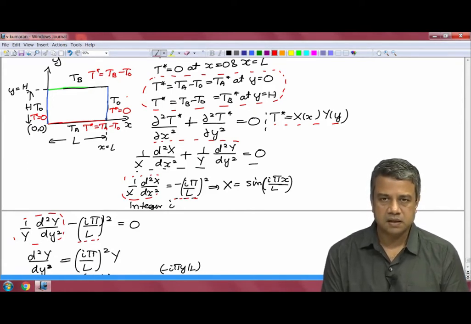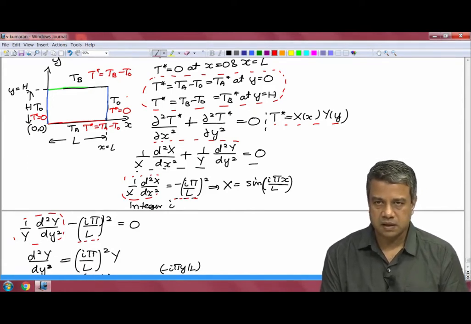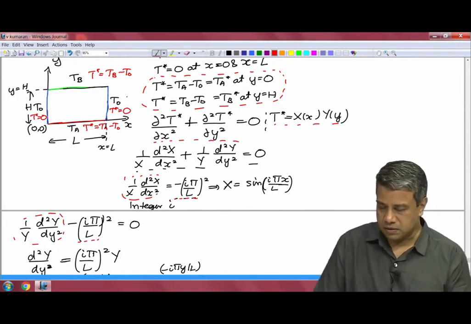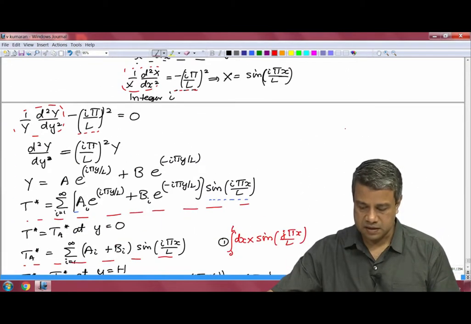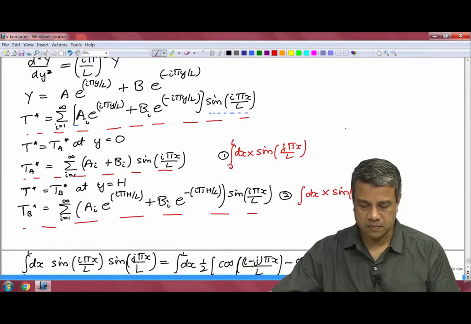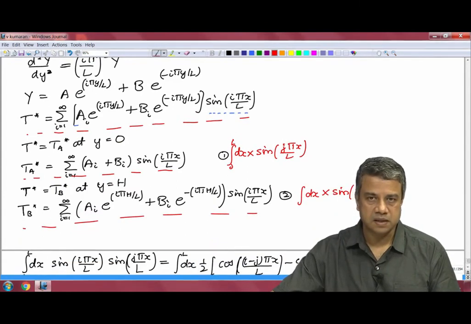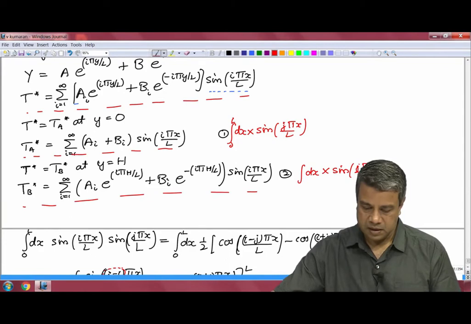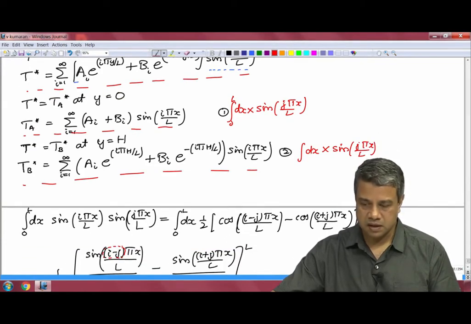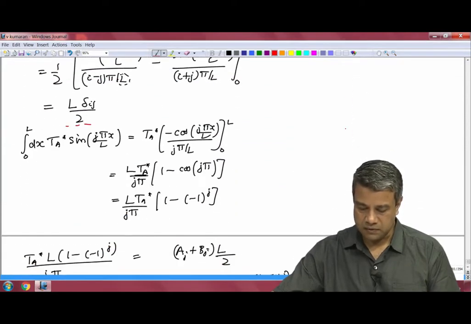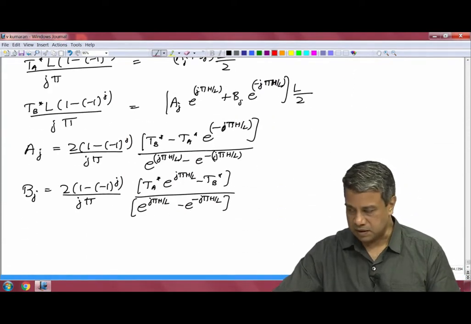In the other direction, the inhomogeneous direction, the solution was in the form of exponentials, e power plus i pi y by L and e power minus i pi y by L. Substitute that into the boundary conditions and then use the orthogonality relation in order to find out the coefficients. So, that is the general procedure.